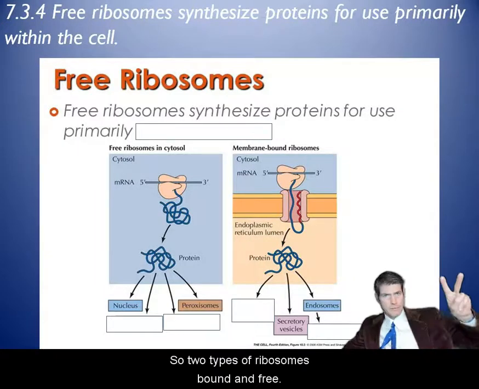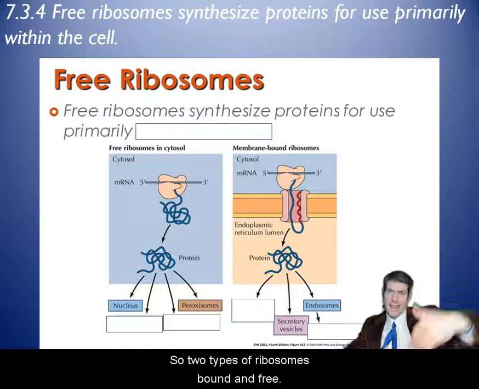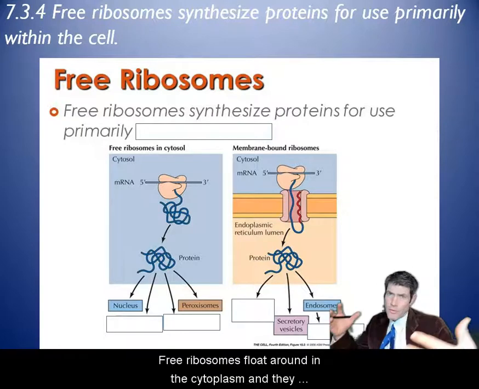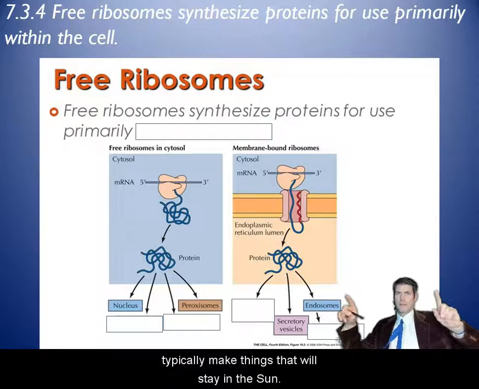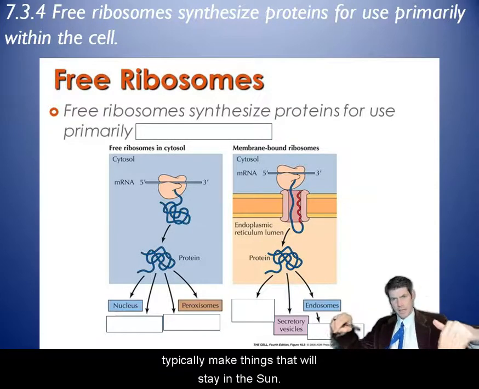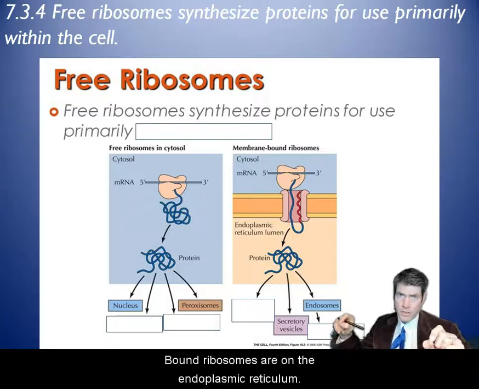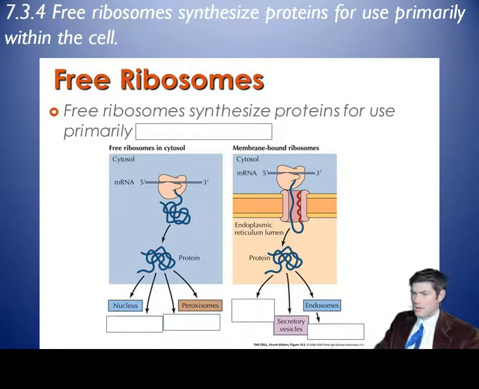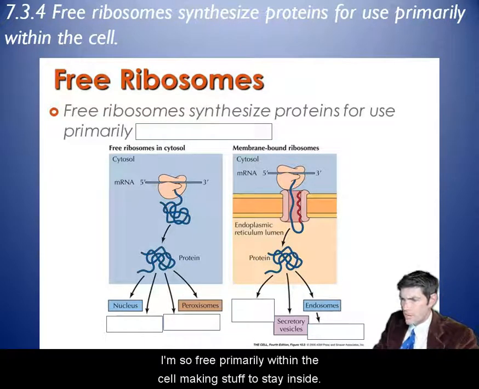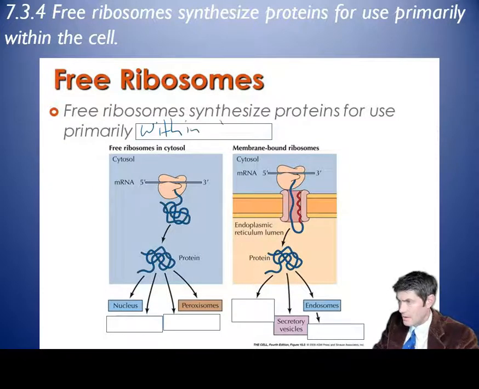So two types of ribosomes, bound and free. Free ribosomes float around in the cytoplasm, and they typically make things that will stay in the cell. Bound ribosomes are on the endoplasmic reticulum, and they'll typically make things that will leave the cell. So free, primarily within the cell, making stuff that stay inside.